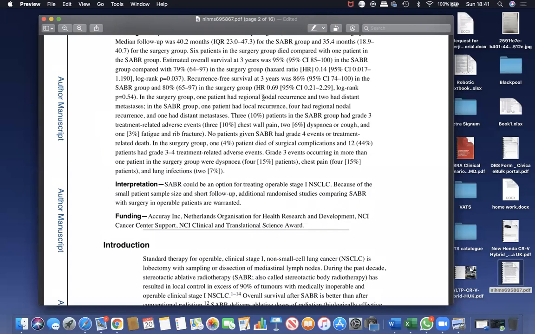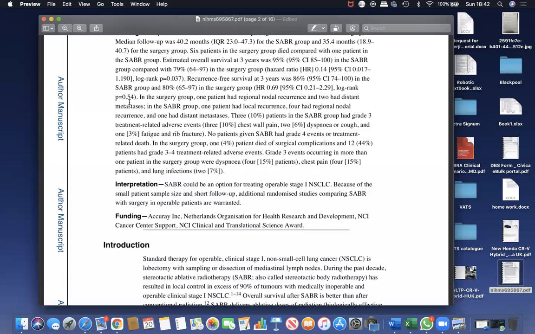Because this is not correct. It cannot be nodal recurrence. It is actually a metastatic disease. So they have divided this into nodal recurrence and distant metastasis. So that is a problem, but we understand. But what is even worse here? The second part of the line, what is the problem?